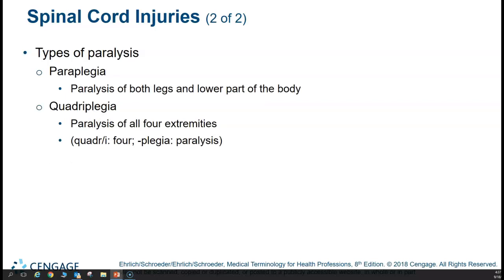Paraplegics, that's a paralysis of both legs or a lower part of the body. Quadriplegia is a paralysis of all four extremities. This depends on where the break is. If you have a broken back, if we have a cervical fracture, you're going to have quadriplegia. If we have a thoracic or lumbar break, you're going to see paraplegia.